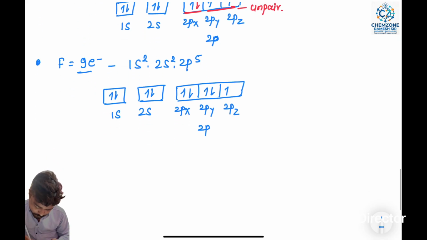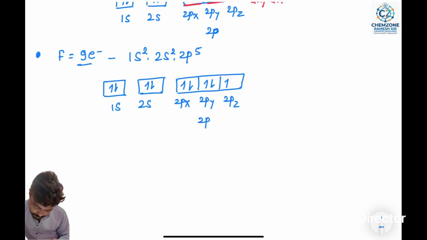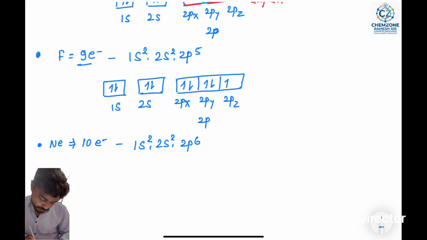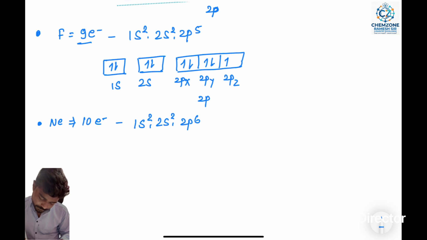Then after fluorine, the next one is your neon. Okay, Ne, that is the symbol of neon. 10 electrons are present. So 1s2, 2s2 and 2p6. All the 6, or I will say all the p orbitals are fulfilled, meaning formation of paired orbitals. Okay, that is the formation of your paired orbitals.